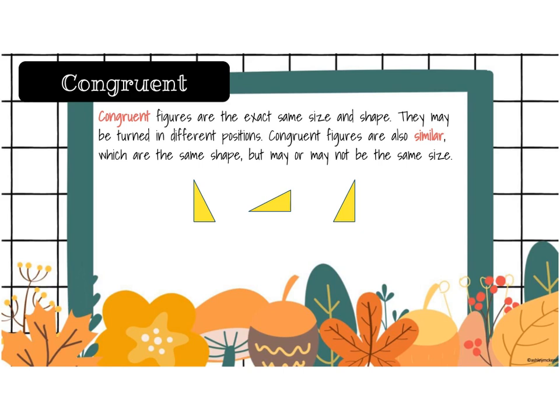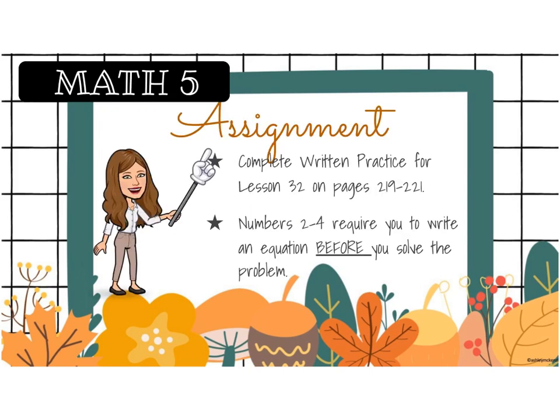Any questions on similar and congruent? What's the main difference between similar and congruent? Similar is when they're turned. Congruent means the exact same, and similar is like the two on the end. Looking at our definitions, similar is the same shape, but what? They may not be the same size. If they are the same size, then we can say that it's also congruent. Okay, that's it. Very short lesson today.